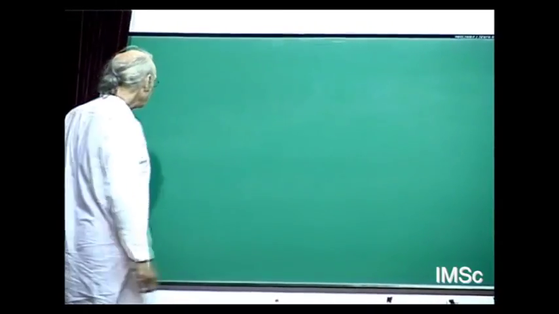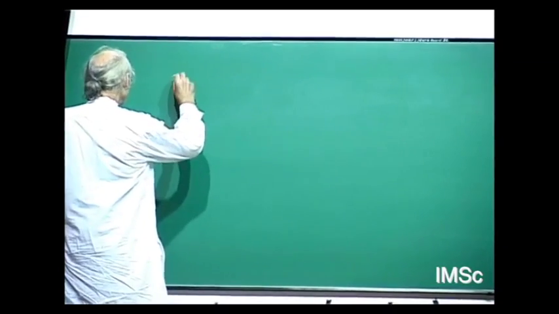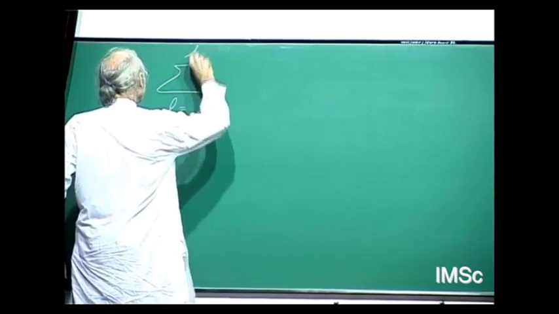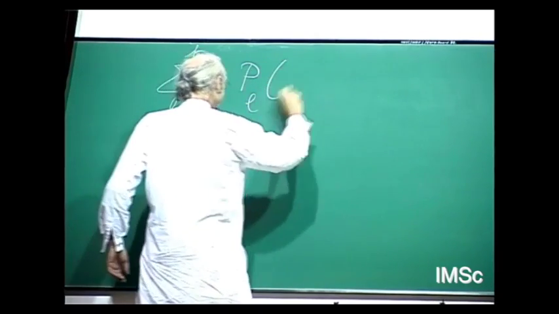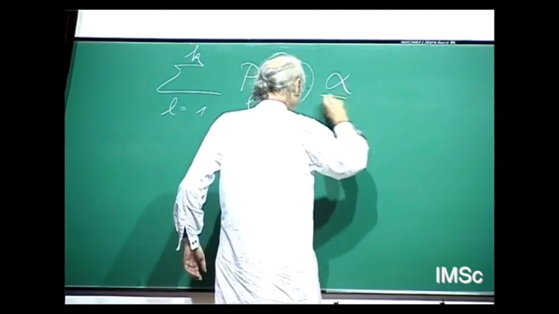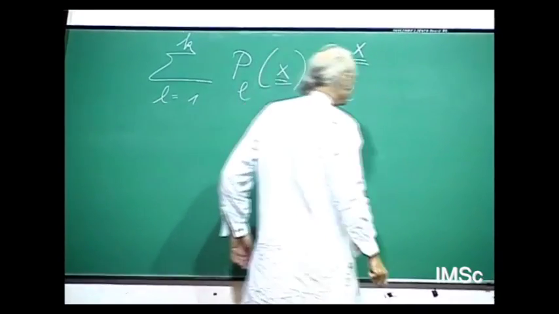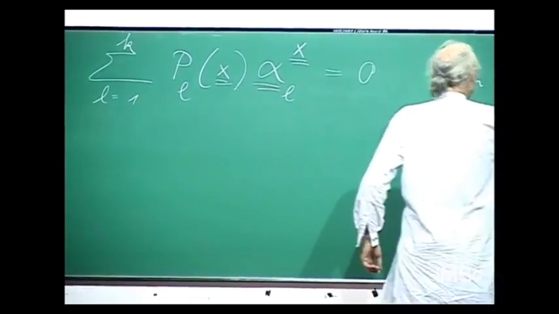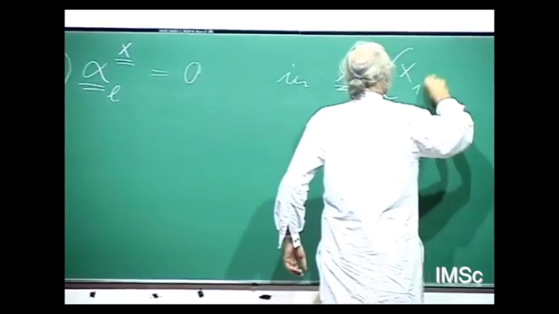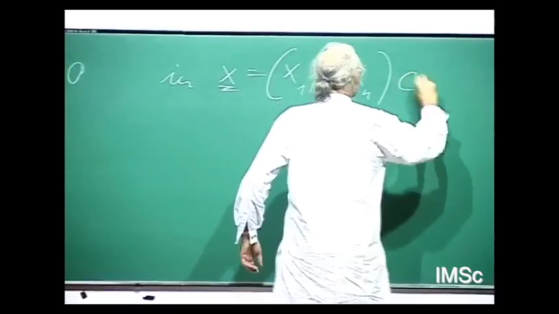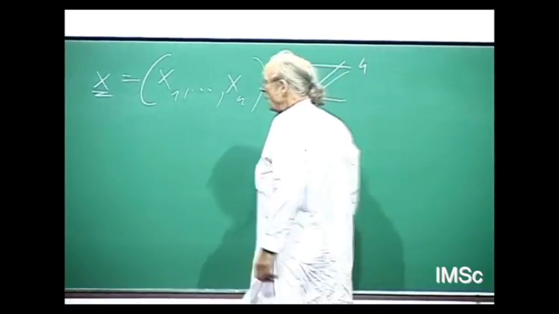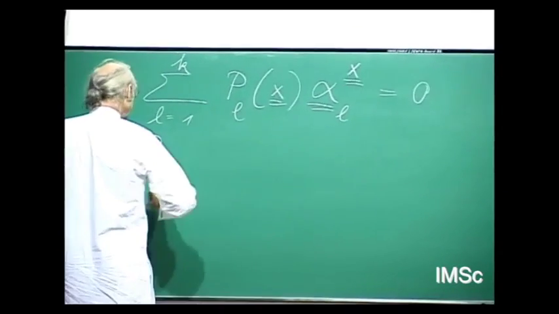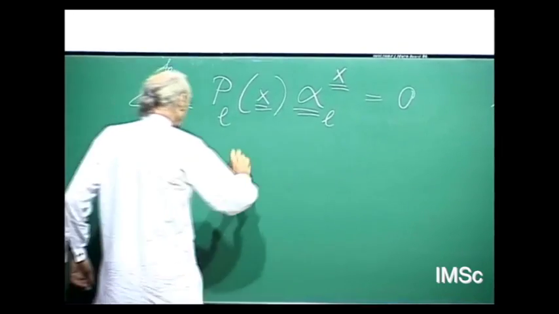So what are polynomial exponential equations? Well, we consider equations of the following type: sum over L equals 1 to k of P_L(x) alpha_L^x equals 0, to be solved in x = (x1, ..., xn) in Z^n. And here we suppose that these P_L(x) are polynomials.